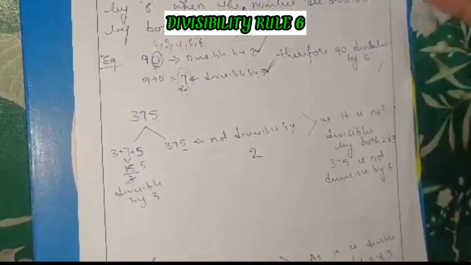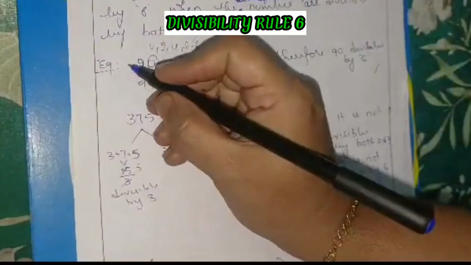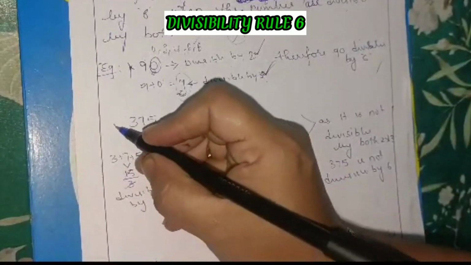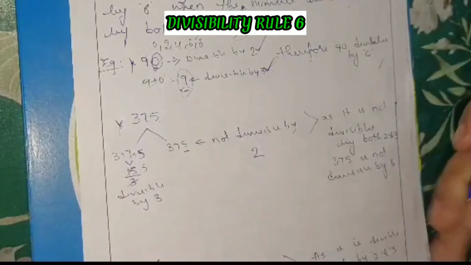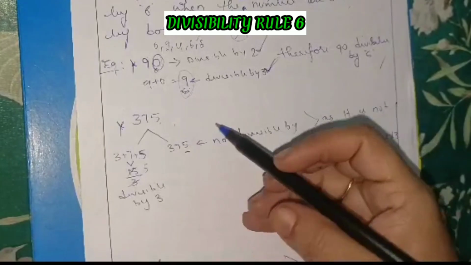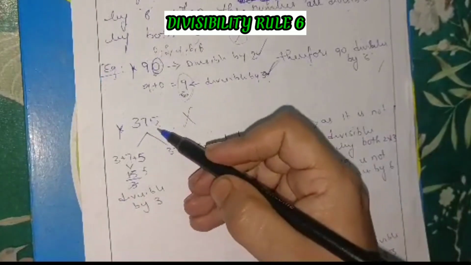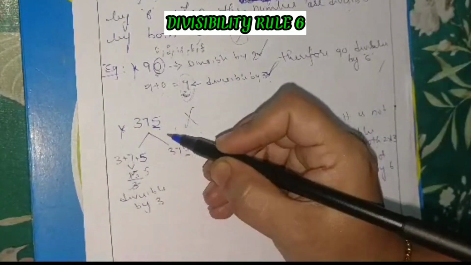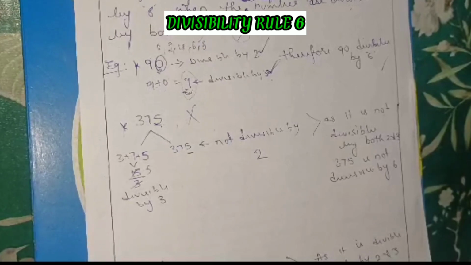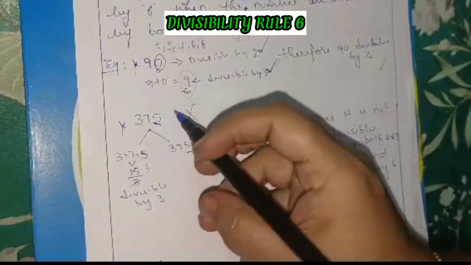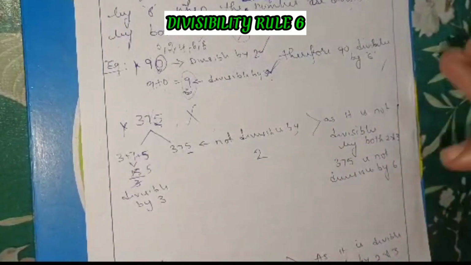Understood? So now we are going to discuss one more example to make it easy. Now you see, this is one example, right? So now I am going to show you another example, 375, right? So 375. Is this obeying the divisibility rule of 2? No. Why? Here the last digit is 5, but the last digit should be either 0, 2, 4, 6 or 8, but this is 5, so it is not divisible by 2, right?